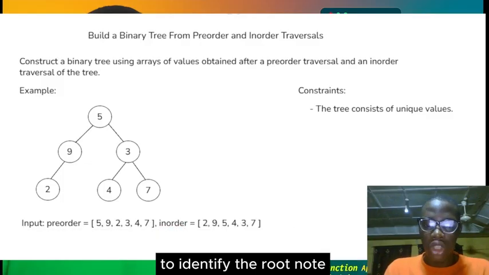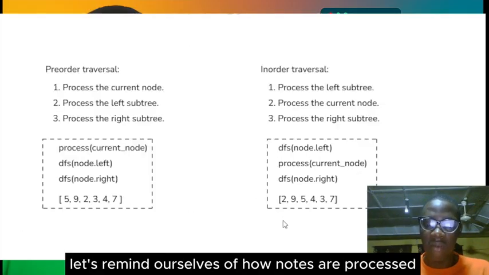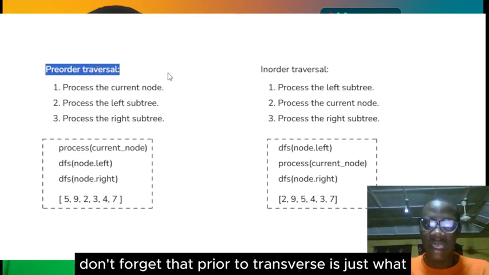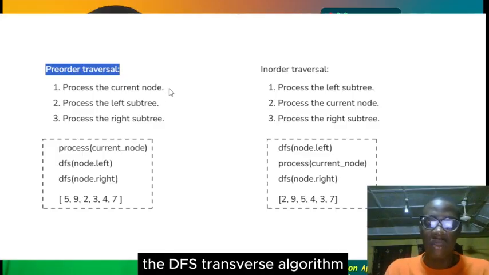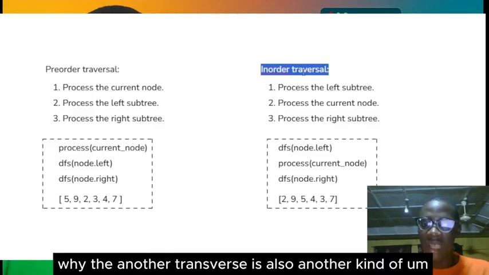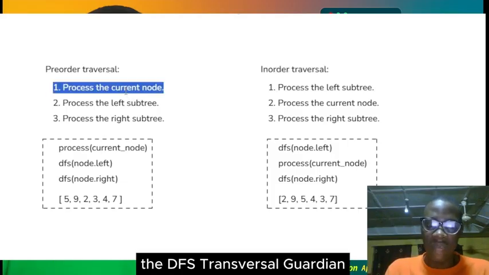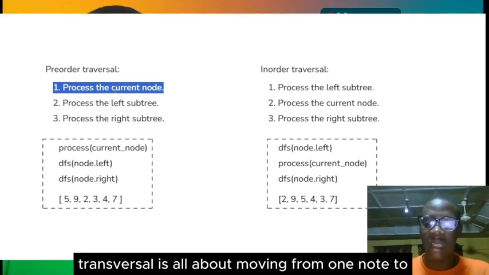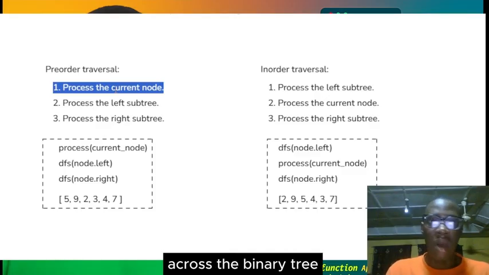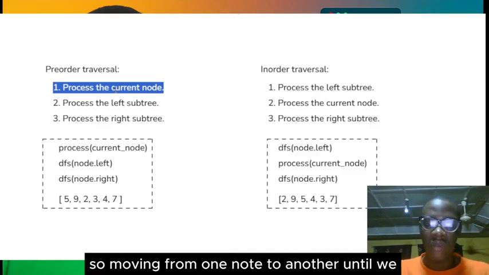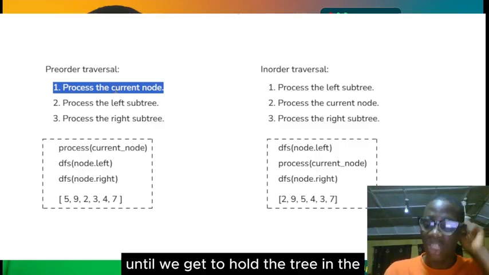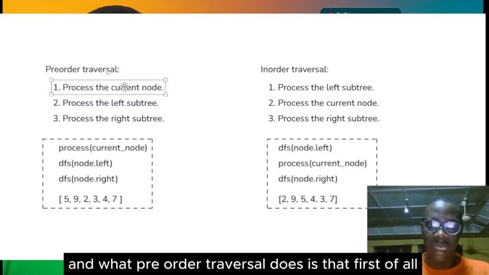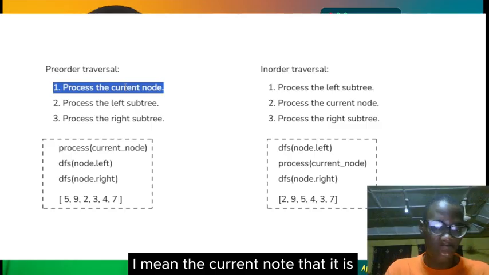Okay. To identify the root node, let's remind ourselves of how nodes are processed in each of these traversal algorithms. Don't forget that preorder traversal is a type of DFS traversal algorithm, while inorder traversal is also another kind of DFS traversal algorithm. So the preorder traversal actually processes the current node. Traversal is all about moving from one node to another across the binary tree, until we get to all the nodes in the binary tree. And what preorder traversal does is that first of all it processes the current node.